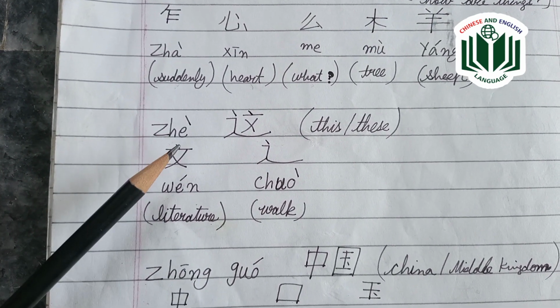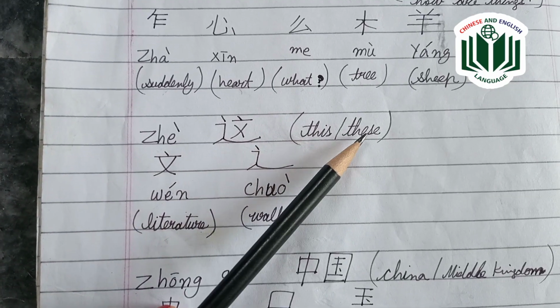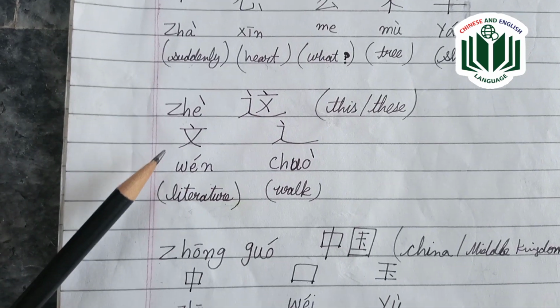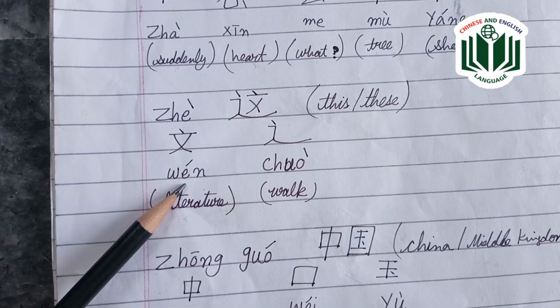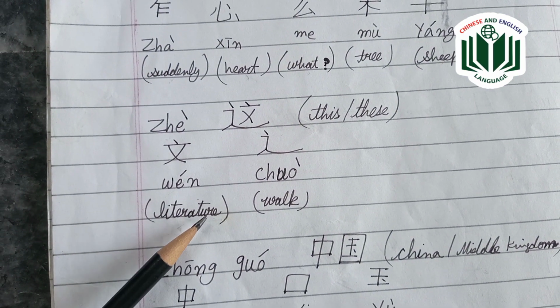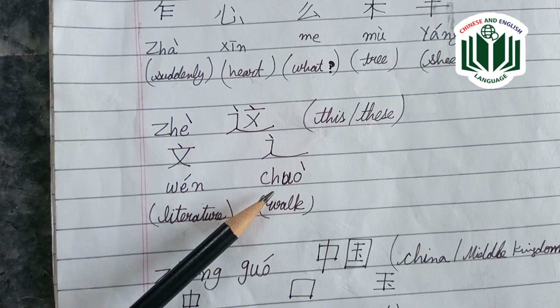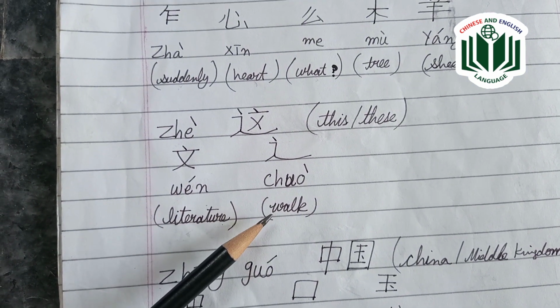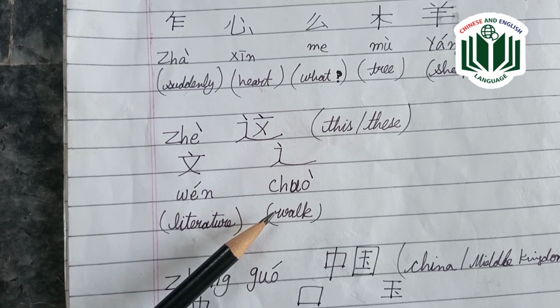Zhè. Zhè means this or these. The radicals are wén, which means literature, and chuò, walk.